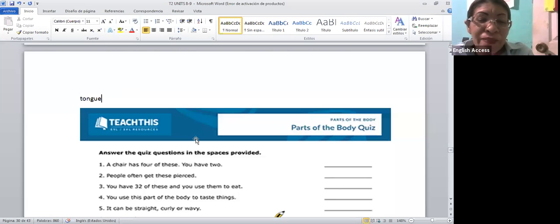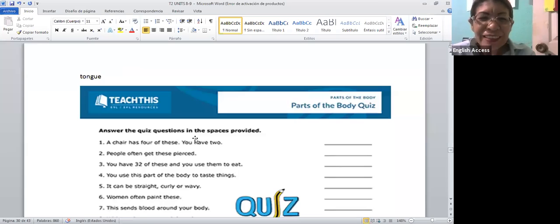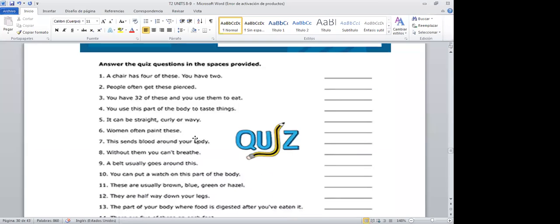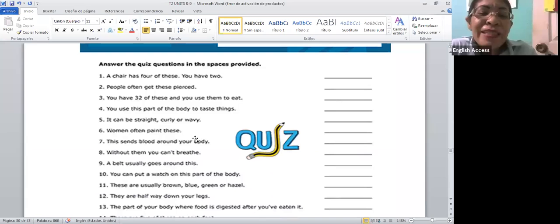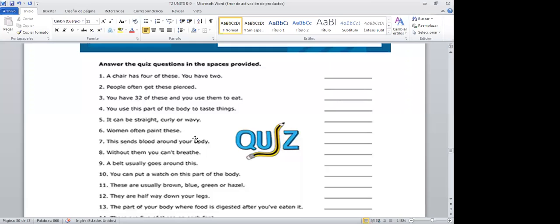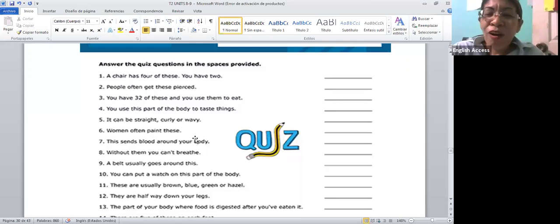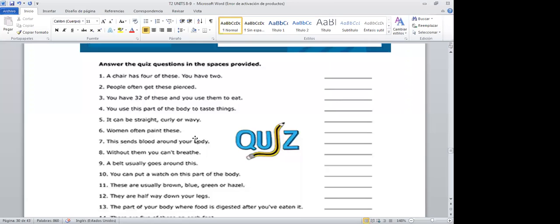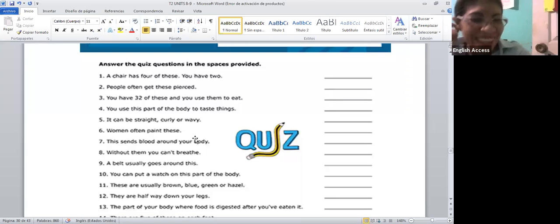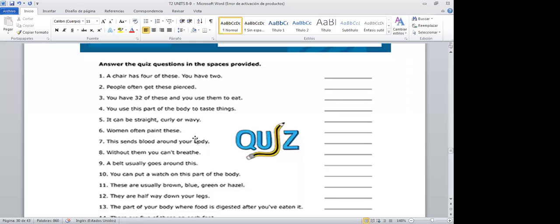Let's see. Number 5. It can be straight, curly, or wavy. Hair. Yes, your hair. Number 6. Women often paint these. Lip. Pay attention. Often paint these. Plural. Eyes. Nails. Fingernails. Okay, you were close. You're close with fingernails.